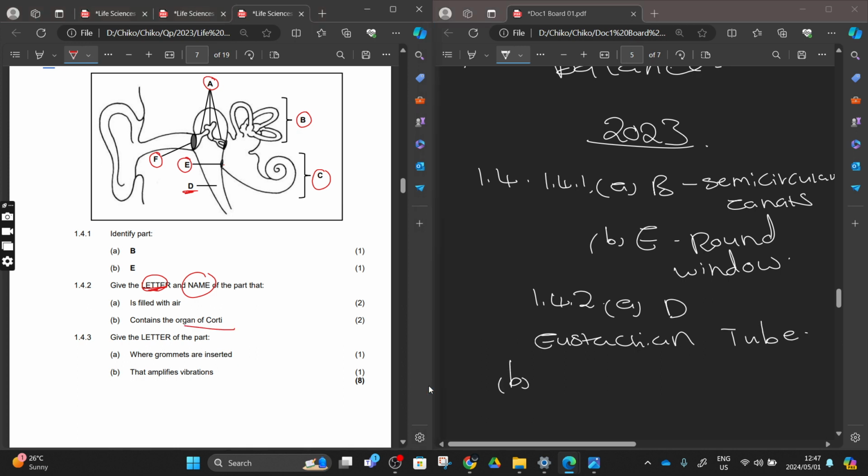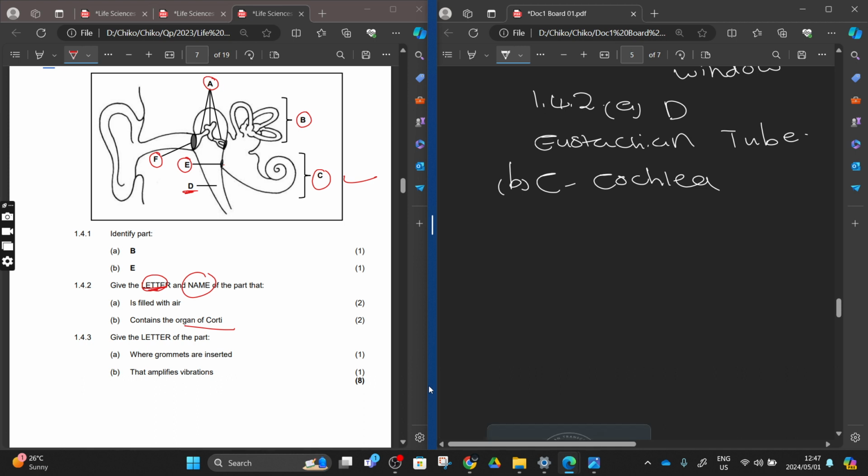Number B there. But it contains the organ of Corti. Number C, which will be our cochlea. Know that.